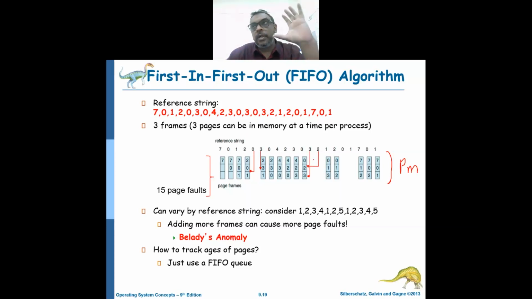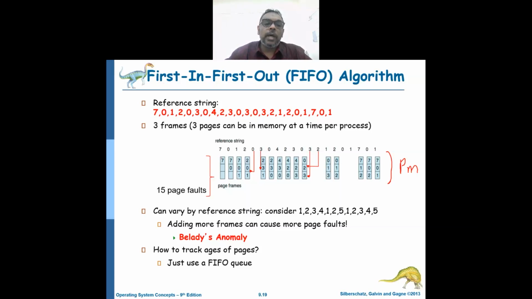Assuming that the frames are empty, page 7 goes in here, page 0 goes in here, page 1 goes in here. So we are using the technique of first in, first out. The first page that enters is the first page that will leave.